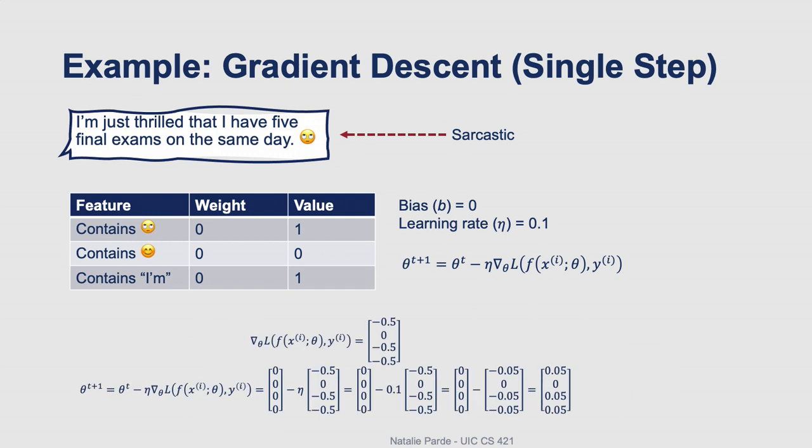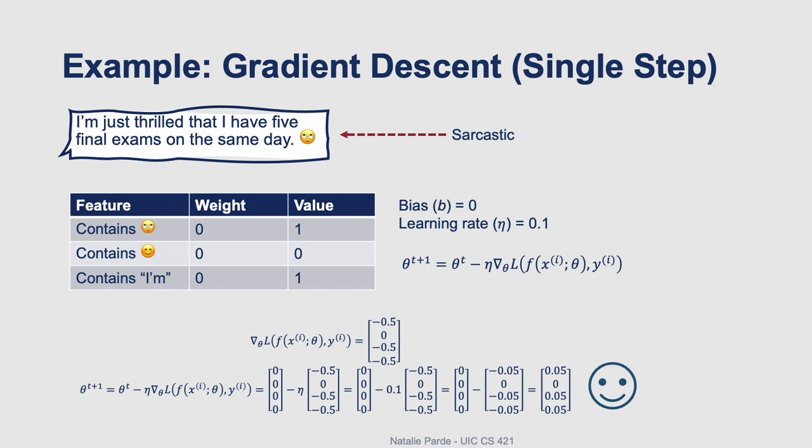So we have our gradient, and now we need to use that gradient to compute our updated weights. Our initial weights were all 0, so we'll replace theta t with the 0 vector, and then we'll subtract eta times our computed gradient. Remember, we decided to set our learning rate to 0.1, so that means we'll multiply each of our computed slopes by 0.1. So that means now we'll be subtracting a vector containing negative 0.05, 0, negative 0.05, and negative 0.05 from our 0 vector. That'll give us our final updated weights of 0.05, 0, 0.05, and 0.05.